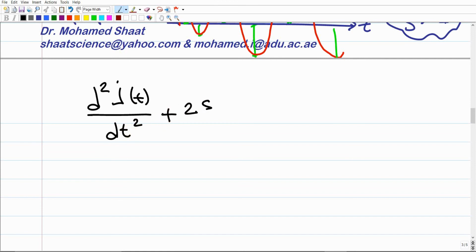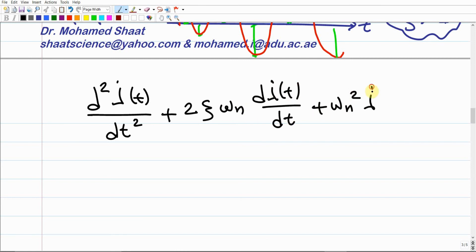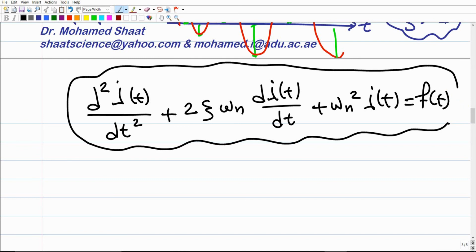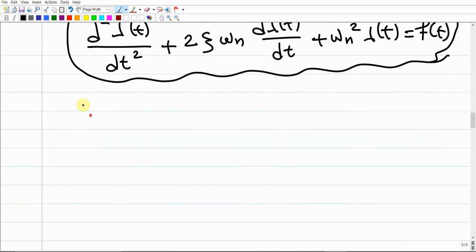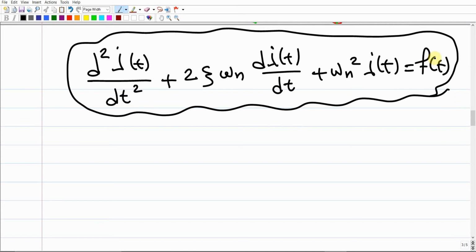All right, so now let us see how we can solve this second order ODE. We generally said that any second order ODE for the current can be written in this form: d squared i of t by dt squared plus 2 xi omega n di of t by dt plus omega n squared i of t. These terms shall be related to the R, L, and C of the given electrical circuit, and this is the forcing term that should be related to the given source. This is the second order ODE, and we would like to solve it. Typically, as you can see, this is a non-homogeneous ODE. Why? Because the right hand side has a value.